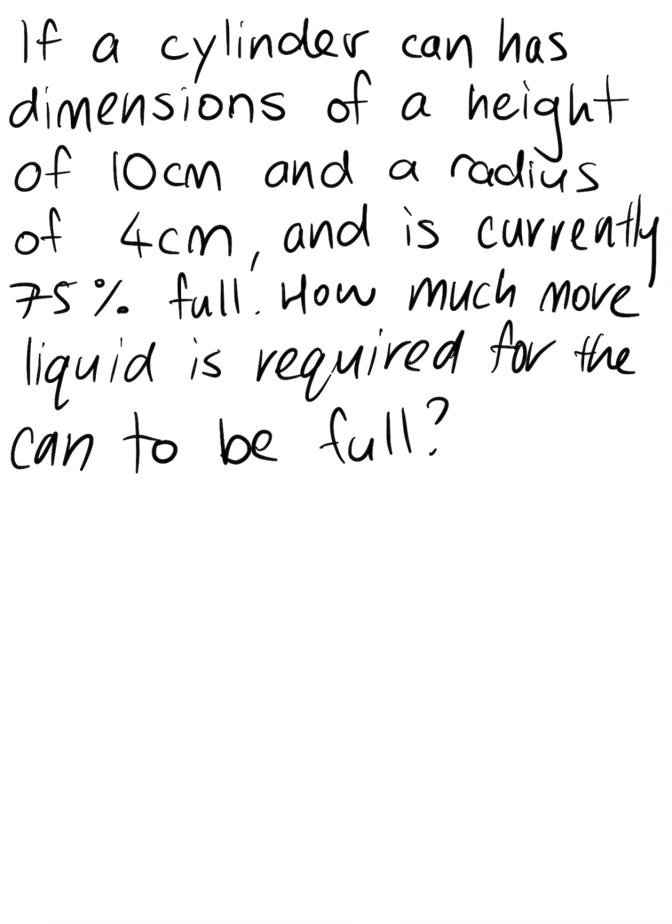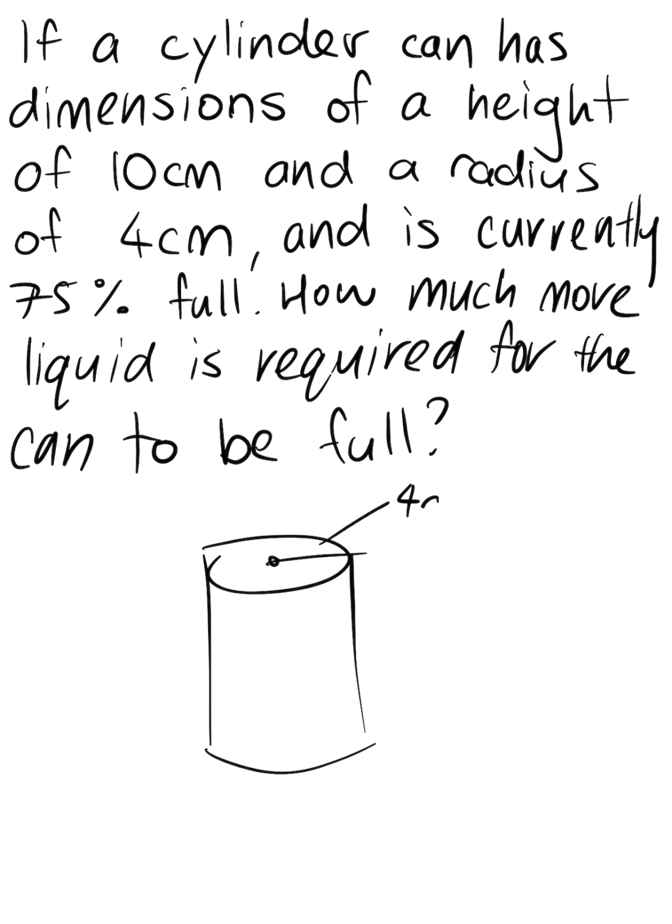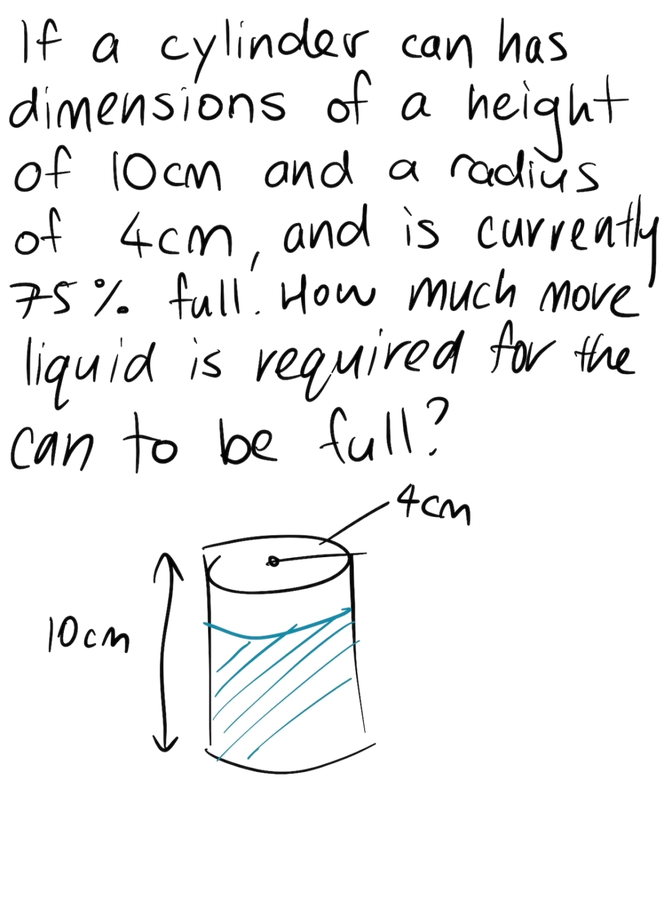So if we look at the problem, what I usually like to do is visualize these. So I like to draw a little picture. What we want to do is first draw a cylinder. It's a very bad drawing, but it'll do. It just helps me visualize the problem. So we have our radius, which is our circle halfway across, which is 4 centimeters. And we've got our height, which is 10 centimeters. And the liquid inside is about 75% full. So it might look something like this.